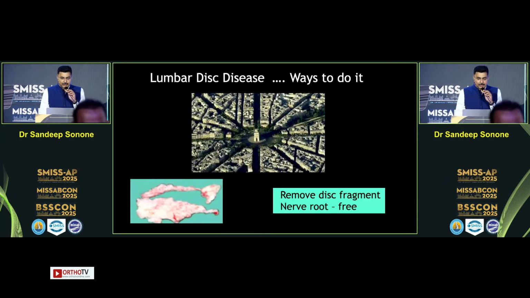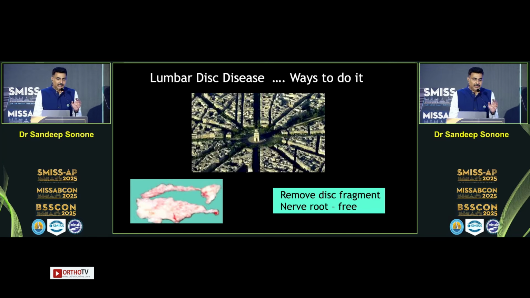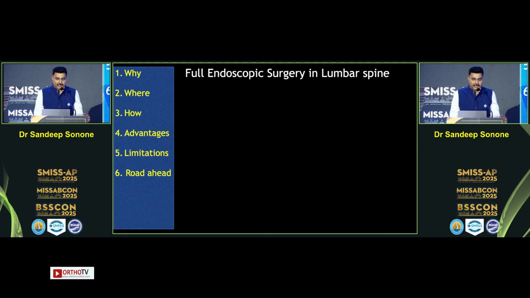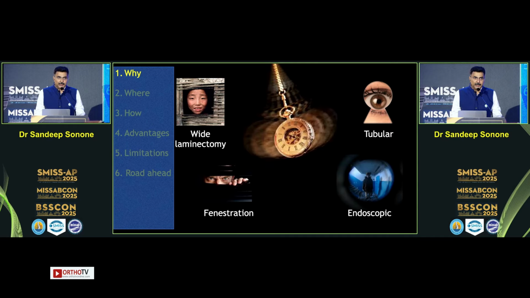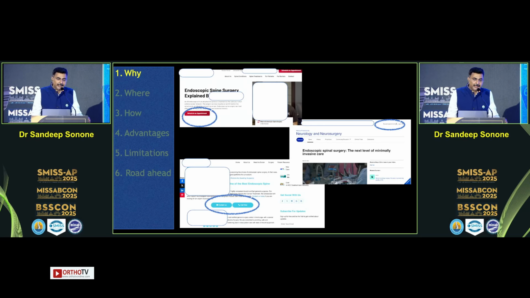So basically we saw that there are multiple ways of doing a lumbar disc. We have all been used to open, but the basic thing is that we need to remove the disc fragment and make the nerve root free, and there are multiple ways in which we can do it. However, the pendulum is slowly shifting towards MIS and endoscopic. If we look at the crux of the whole talk, here are the six points. Definitely the pendulum is swinging towards endoscopic and minimally invasive. As you can see, the attendance in the hall in the minimally invasive and endoscopic session is far more than in the open surgeries. And also it's a good marketing tool for you to market yourself.